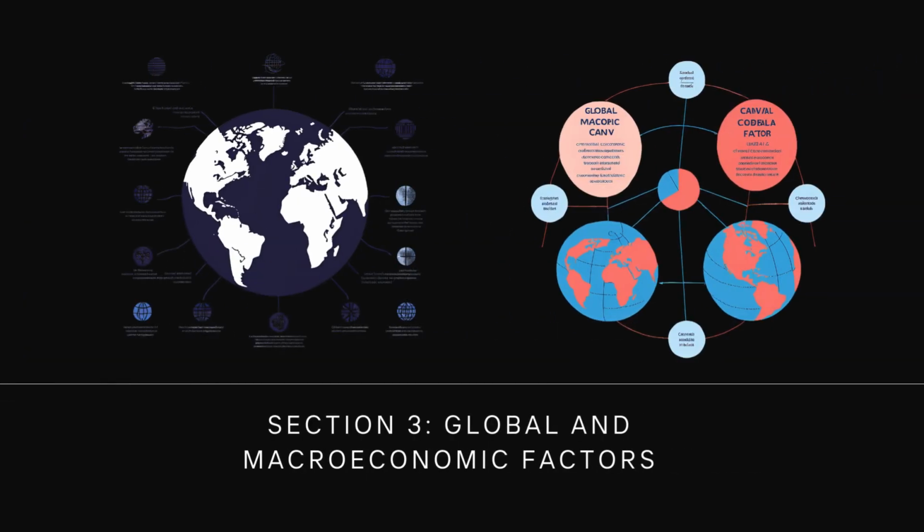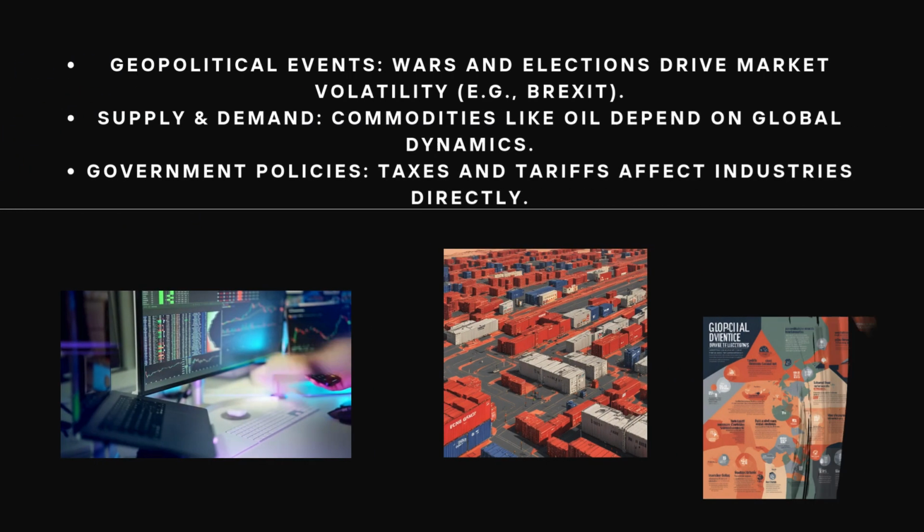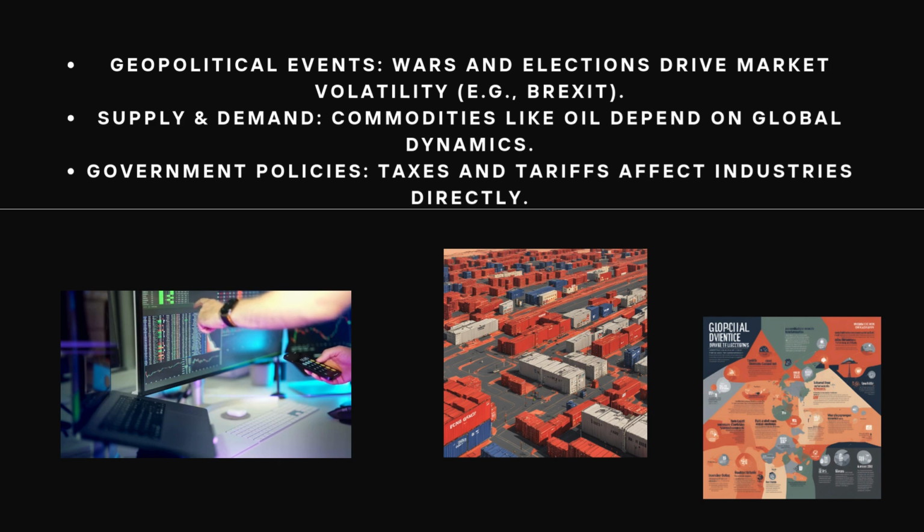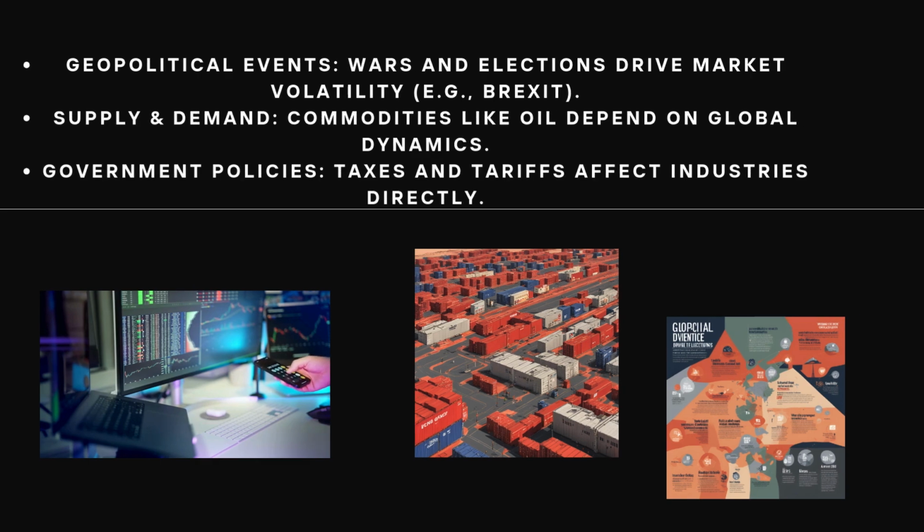Section 3. Global and macroeconomic factors. Geopolitical events. Events like wars, trade disputes, or elections can cause market volatility. Example, Brexit caused major fluctuations in the value of the British pound. Supply and demand. Commodities like oil or gold are heavily influenced by global supply and demand dynamics. Government policies, tax cuts, subsidies, or trade tariffs can directly impact specific industries or markets.